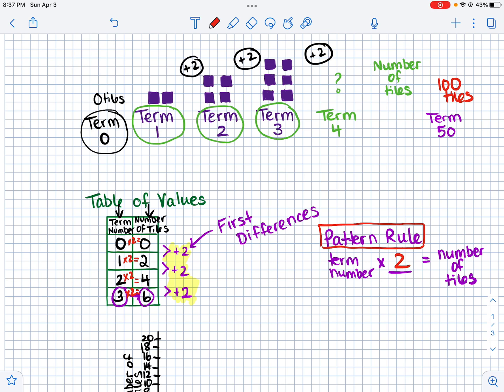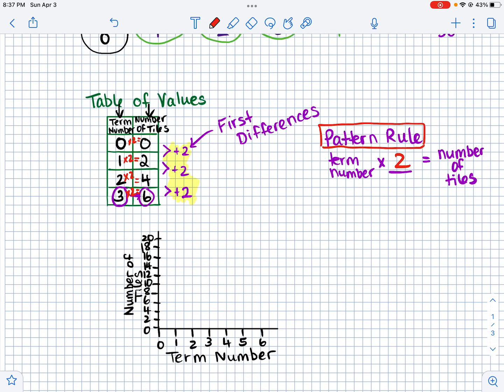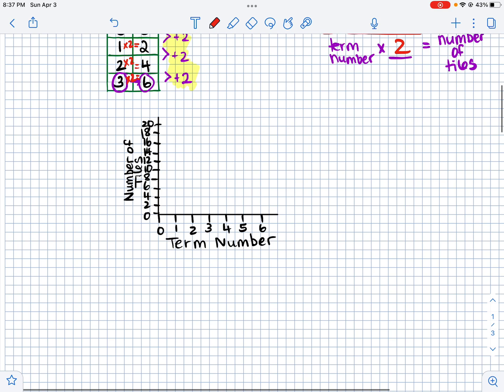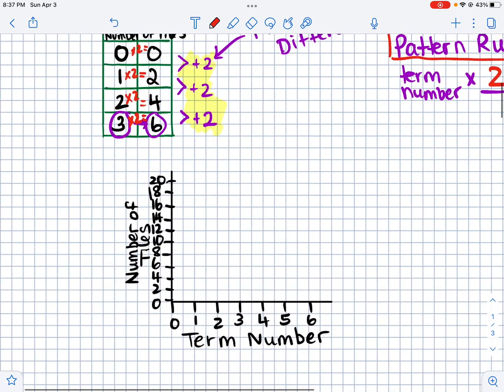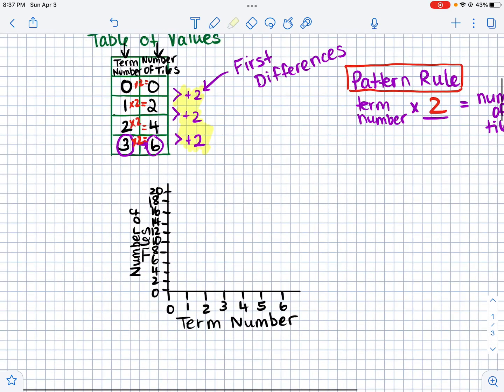Okay, so I've made a table, I've got a rule, and I've made my... that's it. What if I want to graph my pattern? So this first column, term number, always goes on the x-axis, or the horizontal axis. And then the second column, number of tiles, will go on my y-axis or vertical axis.